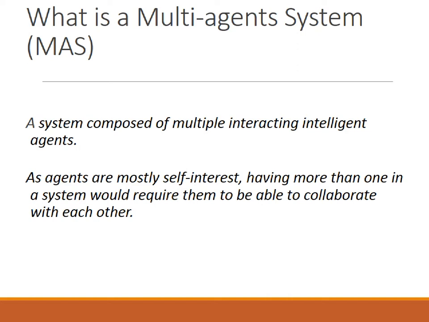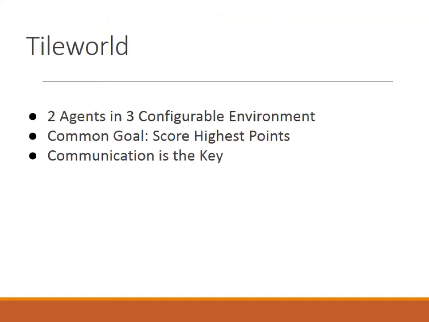So first, what is a multi-agent system? A multi-agent system is a system composed of multiple interactive intelligent agents. As agents are mostly self-interested, having more than one in the system requires them to collaborate with each other. This can only be achieved with an efficient communication system.